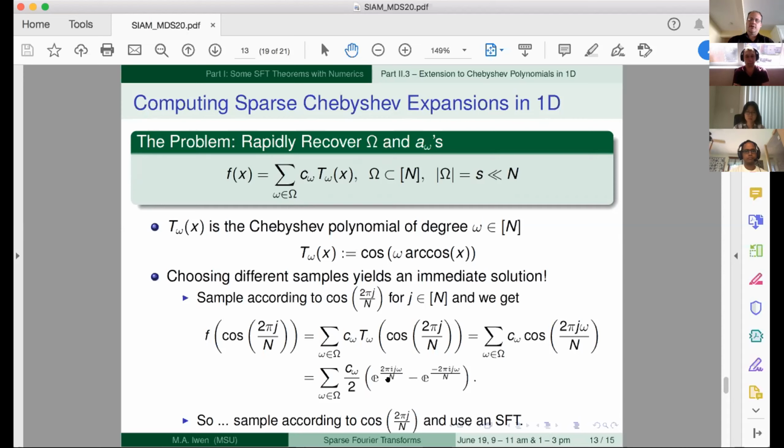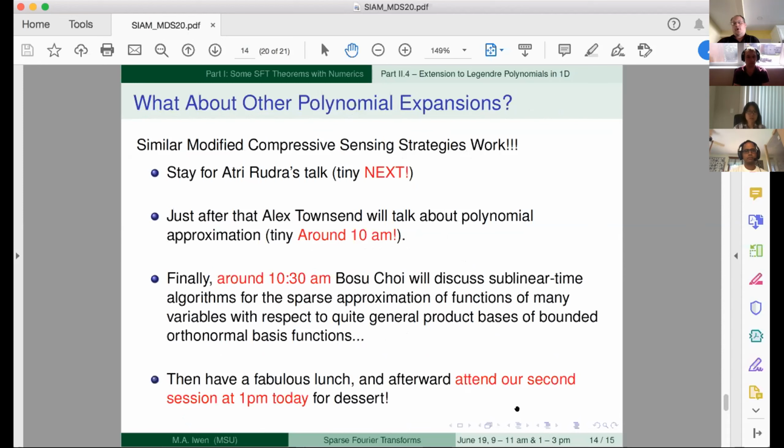And so you can attack problems where you have sparsity in these Chebyshev polynomial bases by just changing the distribution that you're sampling with, passing it through a cosine and then applying whatever black box sparse Fourier transform method you like. And things work out okay. That's one example of the way things can work. For more arbitrary orthonormal polynomial bases, it's much, much harder to get things to work out that nicely.